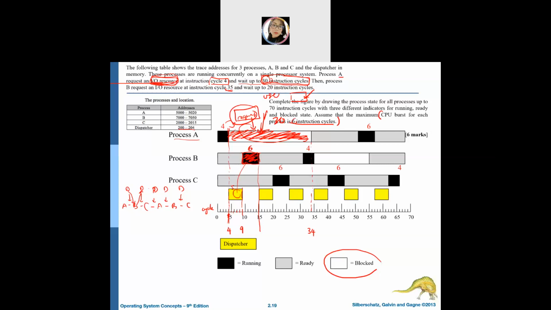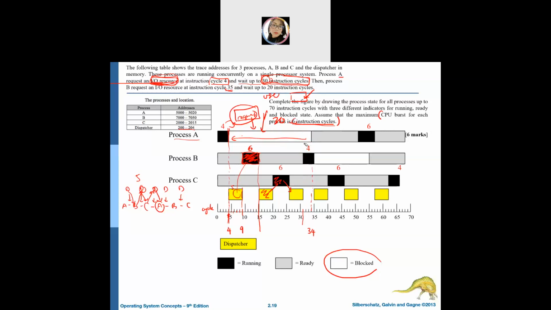Now you start with the dispatcher, 5 cycles again, and after that you go to C. C doesn't mention it here, but you know it is also a 6 instruction cycle maximum. So later on it's going to go to the dispatcher. Okay, supposedly what we're going to call after this is A, isn't it? Supposedly at this 31 second, A will be running. But why is it currently B?